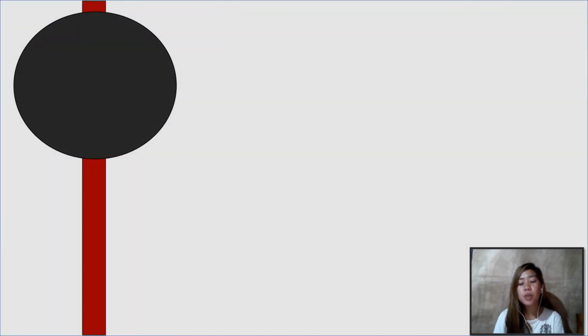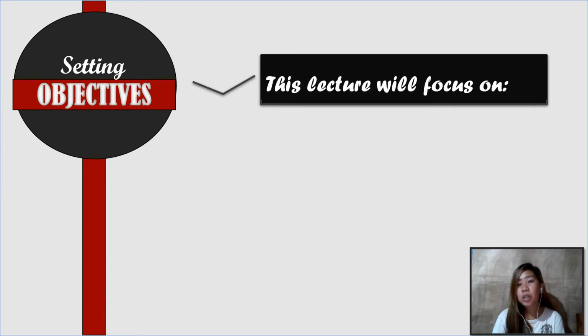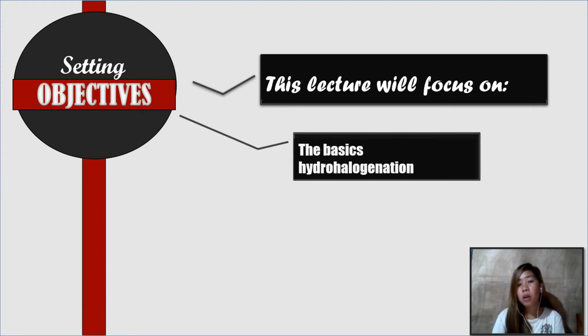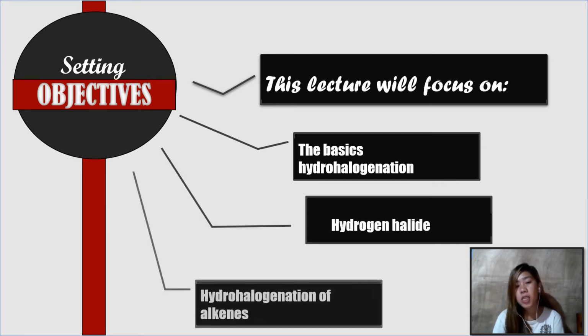First things first, we're going to set our objectives for this micro lecture. This lecture will focus first on the basics of hydrohalogenation, and of course we're going to discuss hydrogen halides, and lastly the main topic, which is the hydrohalogenation of alkenes.